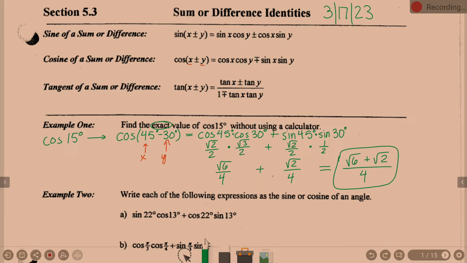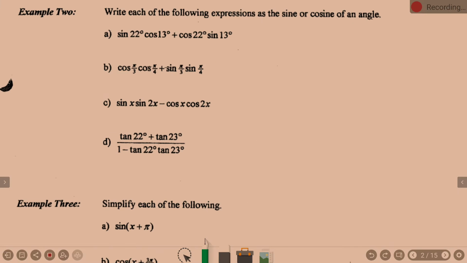Okay, example 2. Write each of the following expressions as the sine or cosine of an angle. So here we're working our identities backwards. We're not doing anything fancy. We want to know, is this equal to sine of some angle, or is this equal to cosine of some angle? Or technically you could say tangent of some angle, because we have those 3 identities.